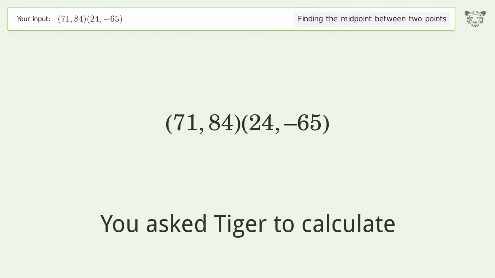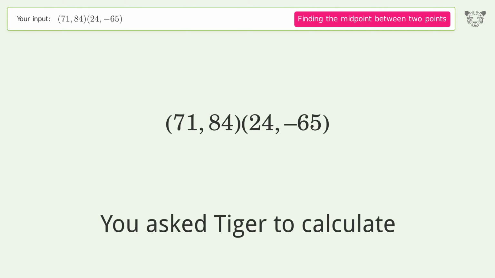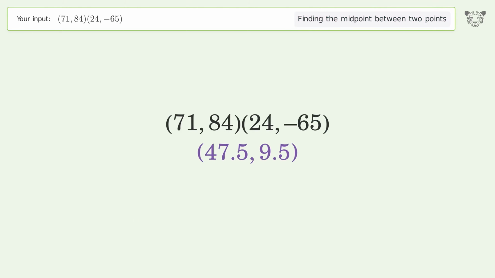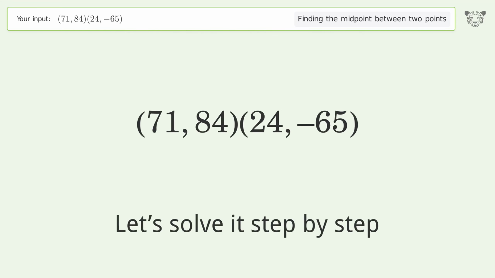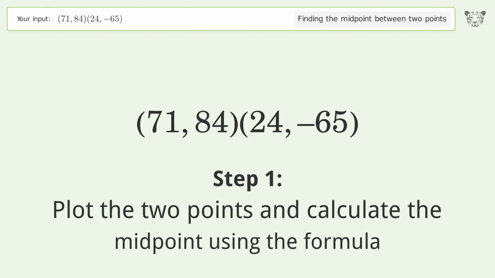You ask Tiger to calculate. This deals with finding the midpoint between 2 points. The midpoint between the 2 points is 47.5, 9.5. Let's solve it step by step. Plot the 2 points and calculate the midpoint using the formula.